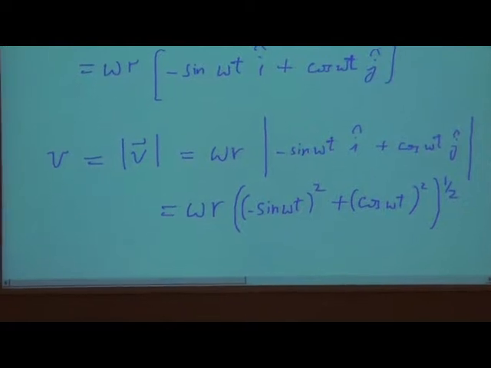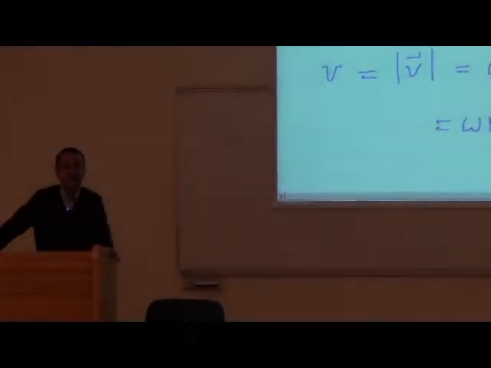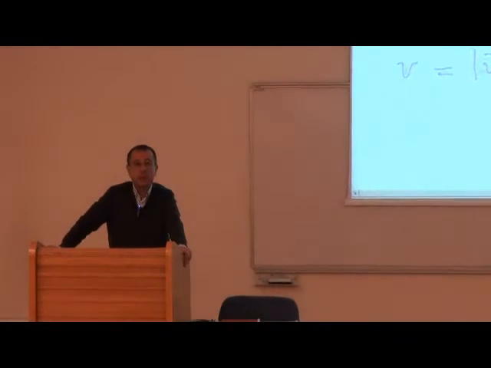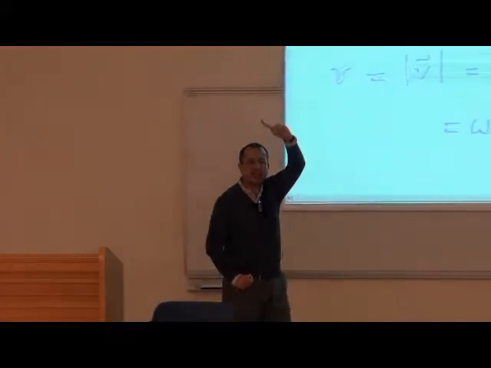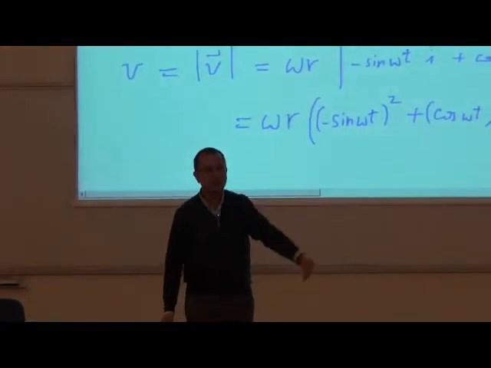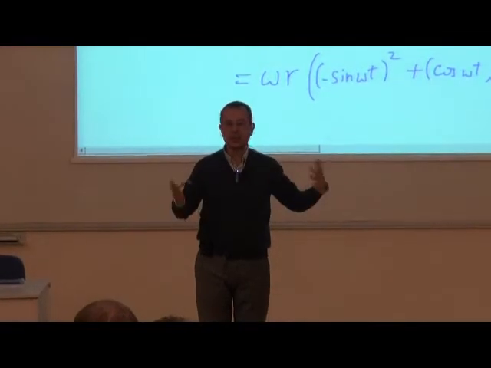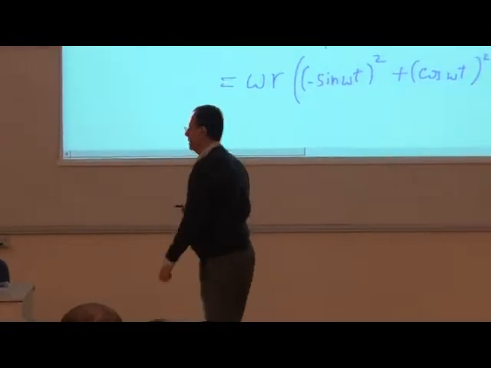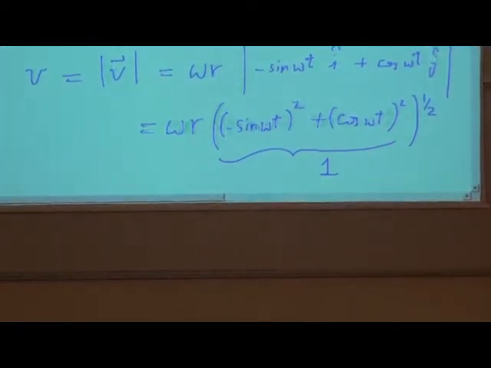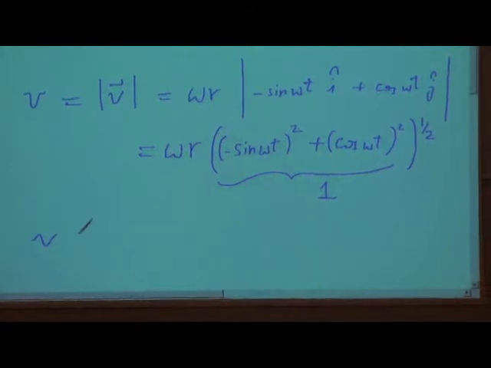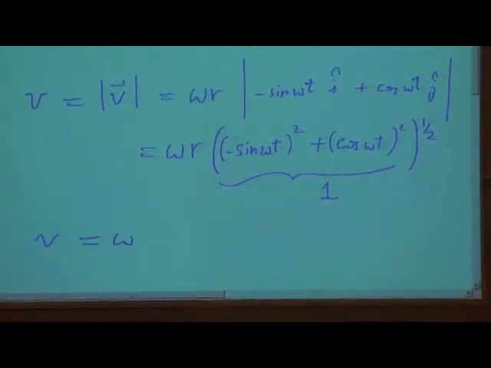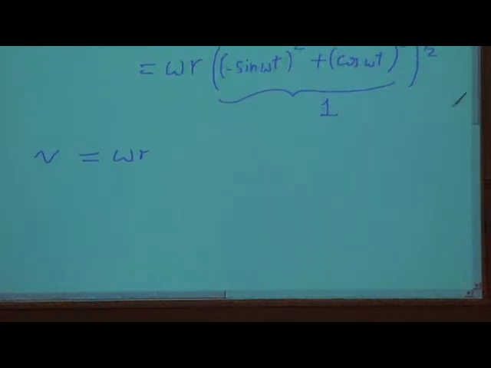Well, sine square plus cos square is 1. Omega t does not matter. At any time, as the angle changes, the sine changes and the cos changes, of course. But this is very neat, very nice. Sine square plus cos square is 1. So the length of my vector is just omega r.